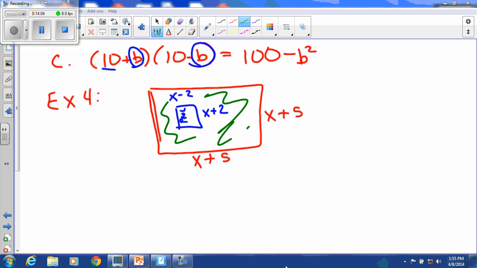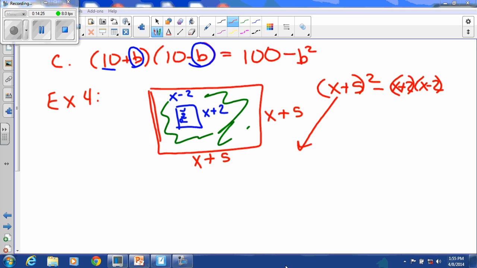The area of the yard around the pool will be the area of the total, which is x plus 5 squared, minus the area of the pool, which is x plus 2 times x minus 2. Let's use our knowledge of special products to find our answer. First, let's do the perfect square trinomial. Remember, we will square the first term. The middle term will be double the first term times the last term, so double 5 times x, we get 10x. And then our last term will be 5 times 5, or 25. This is the total area.